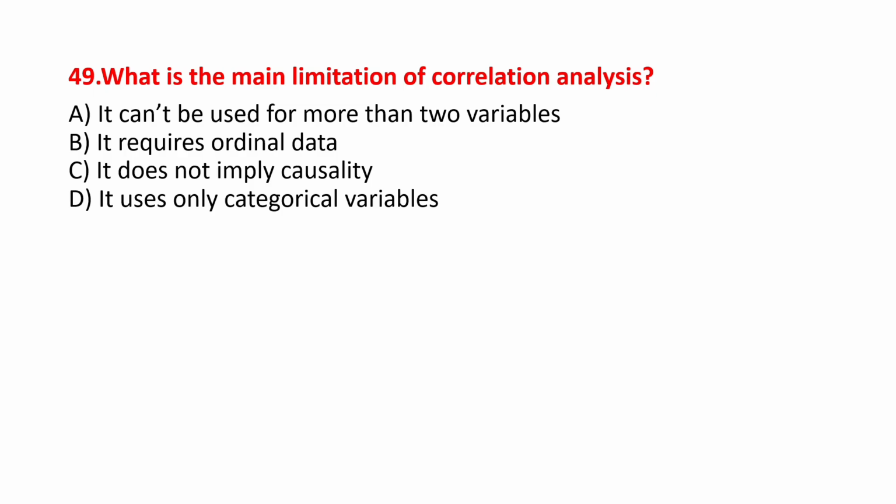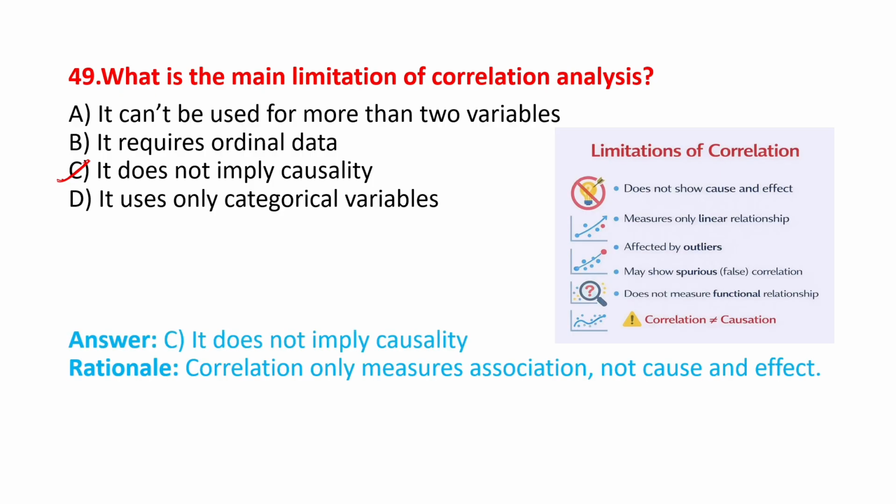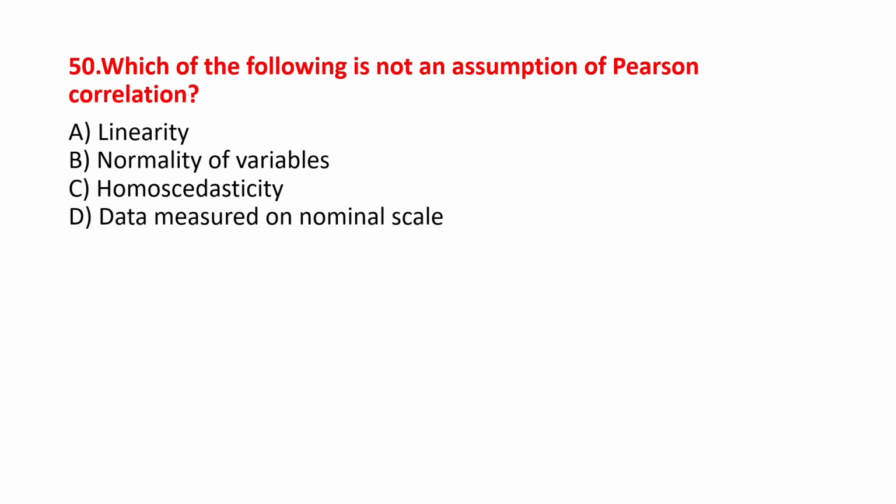So what is the limitation of correlation analysis? One of the limitations of correlation is that it does not imply causality. It does not imply causality, C is the correct answer. The first point is it does not show cause and effect, that's why C is the answer.